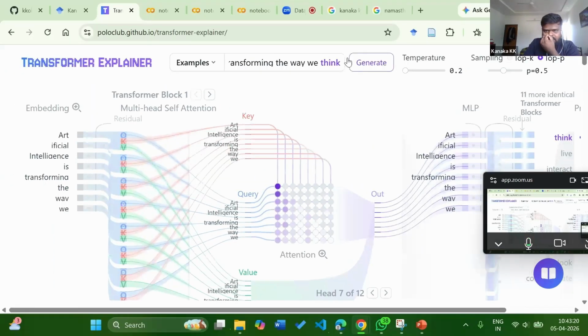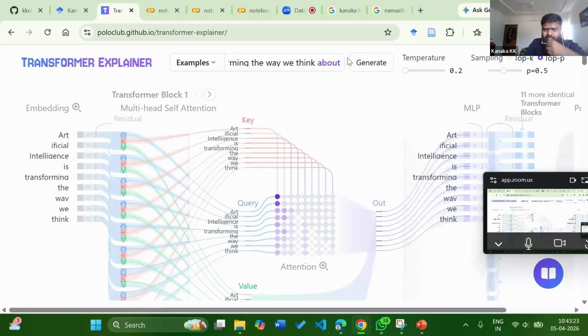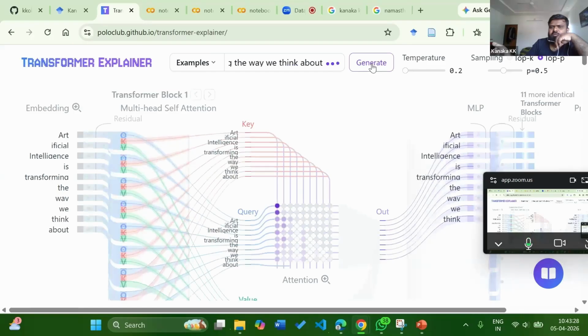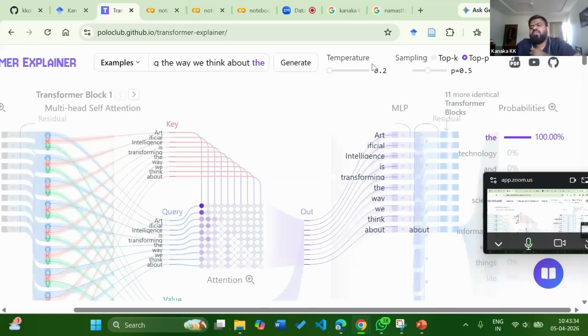We will run it quickly. This is the last example. We'll take it: "about the world". Maybe it is going to predict "about the world". My point here is that each output produced will act as the input again in the next round. This is called auto-regression.